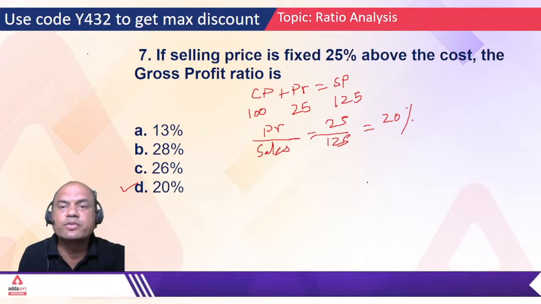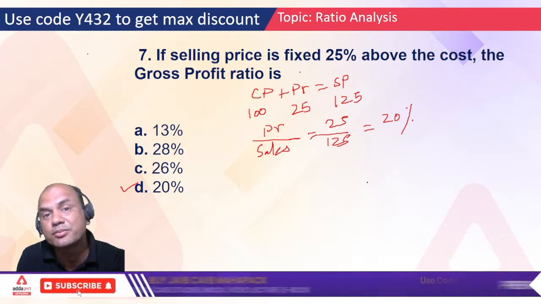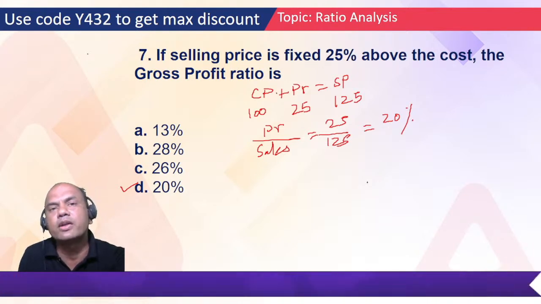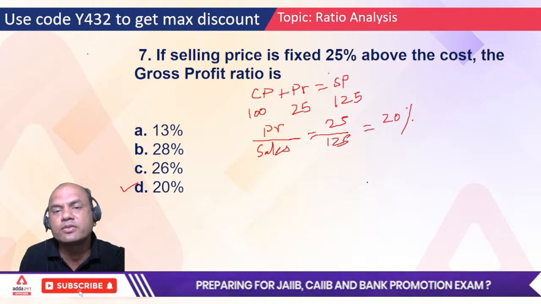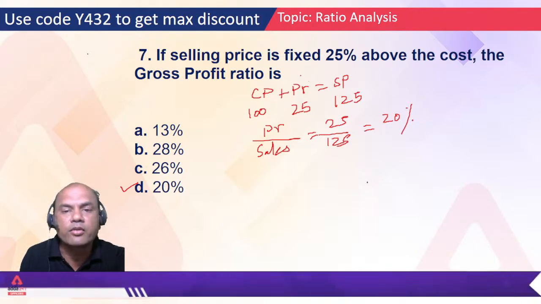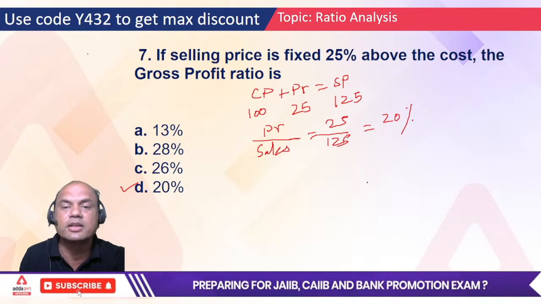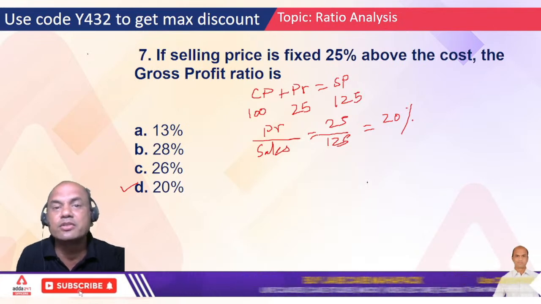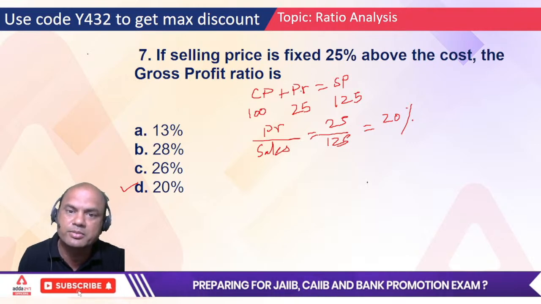If the selling price is fixed at 25% above the cost, then what is the gross profit ratio? Again simple but tricky. How do you find the selling price of any product? Type fast in the comment section. Cost plus profit equals selling price. That is the same rule we learned in 8th and 9th standard.